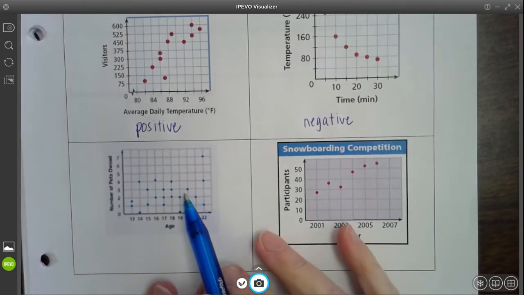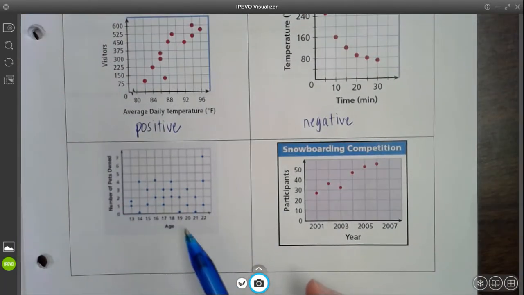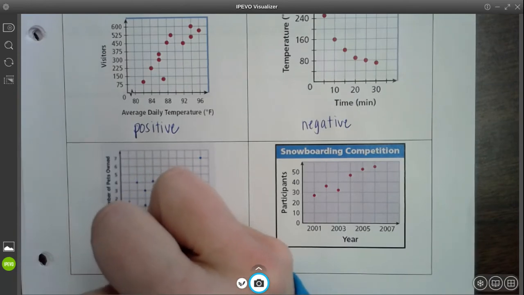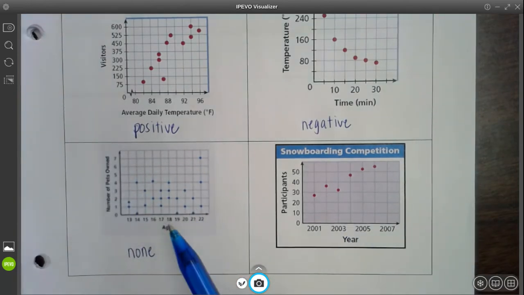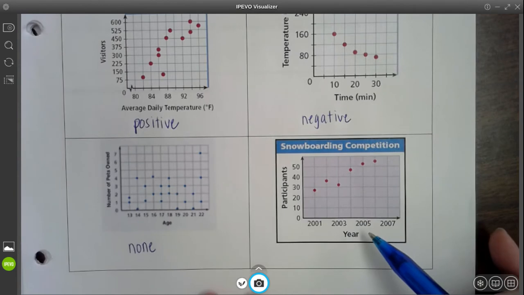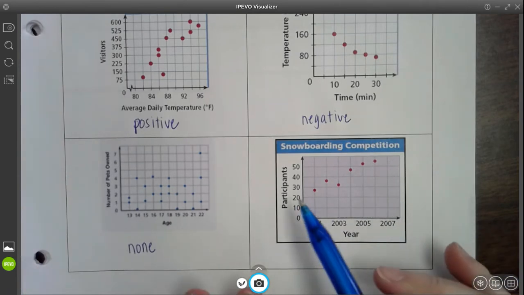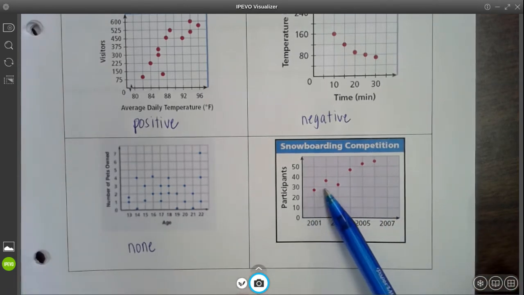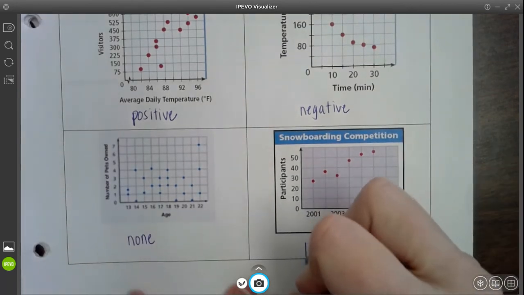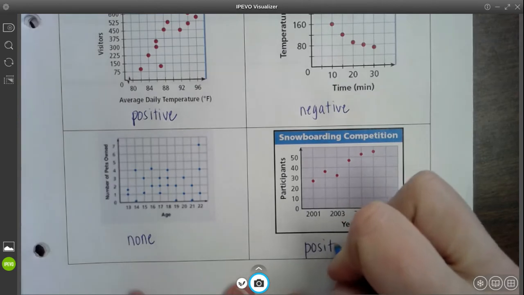Okay, this next one here has to do with how old you are and how many pets you own. And as you can see, they're kind of scattered all over the place. So this one, we're going to say there is none. There's no correlation. And that should make sense because just because you're a certain age doesn't mean you have more or less pets. Okay, and then here we have a snowboarding competition and the number of participants. As you can see, over the years, the number of participants seems to be increasing, so that would be a positive correlation.